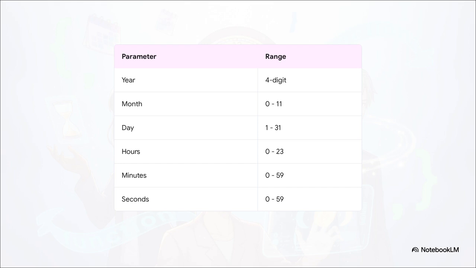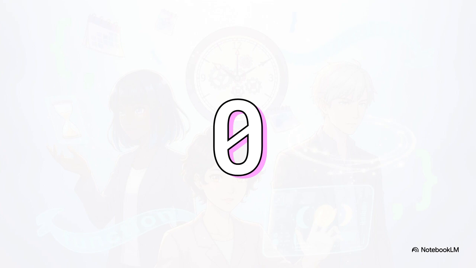But take a really close look at the accepted values for the month. See anything slightly weird there? Yep, the number 0. In JavaScript, months are 0 indexed, meaning the number 0 actually represents the very first month of the year, January. So if you're trying to set a date for December, you don't type 12, you have to pass through the number 11. It feels totally absurd at first, but it is deeply baked right into the language.